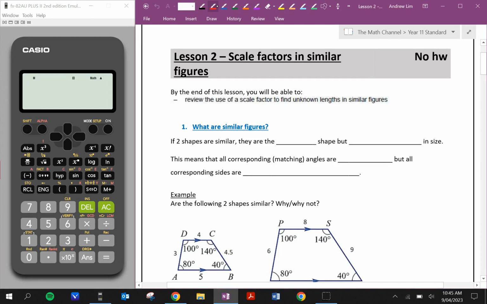In this video, we're going to be looking at scale factors in similar figures. By the end of this lesson, you'll be able to review the use of a scale factor to find unknown lengths in similar figures.